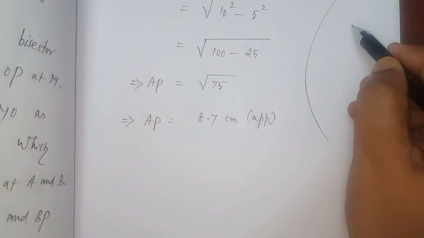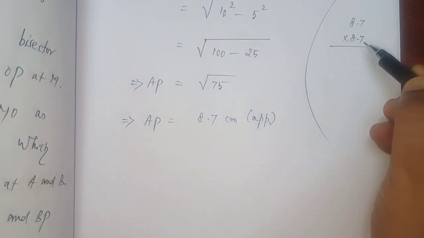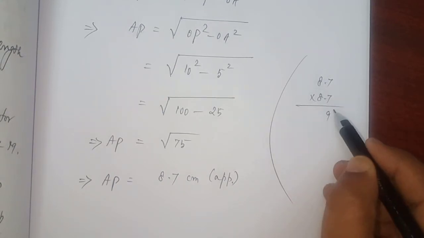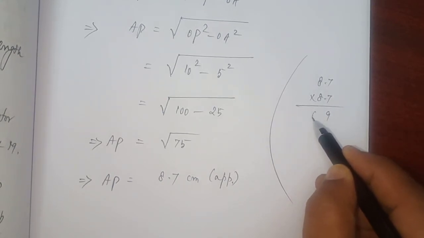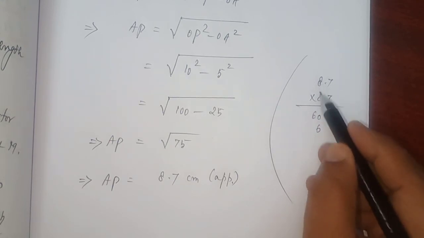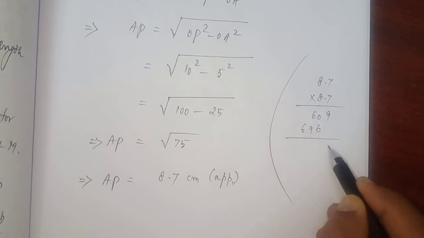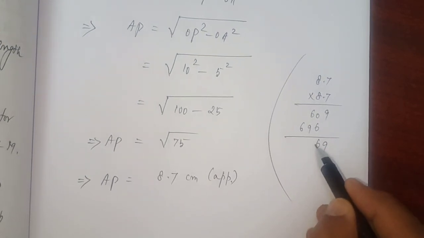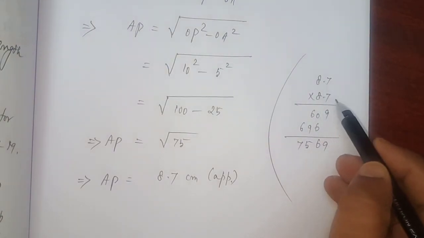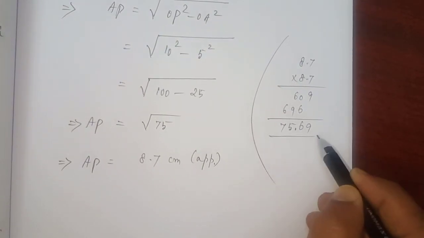Just for verification, you have to multiply 8.7 and 8.7. 8.7 into 8.7: 7 sevens are 49, balance 4, 7 eights are 56 plus 4, 60. 8 sevens are 56, balance 5, 8 eights are 64 plus 5, 69. Here 9, 6 is 15, carry 1, 7. Here one decimal place, so totally 2 decimal places. After 2 decimal places, keep the decimal point: 75.69.